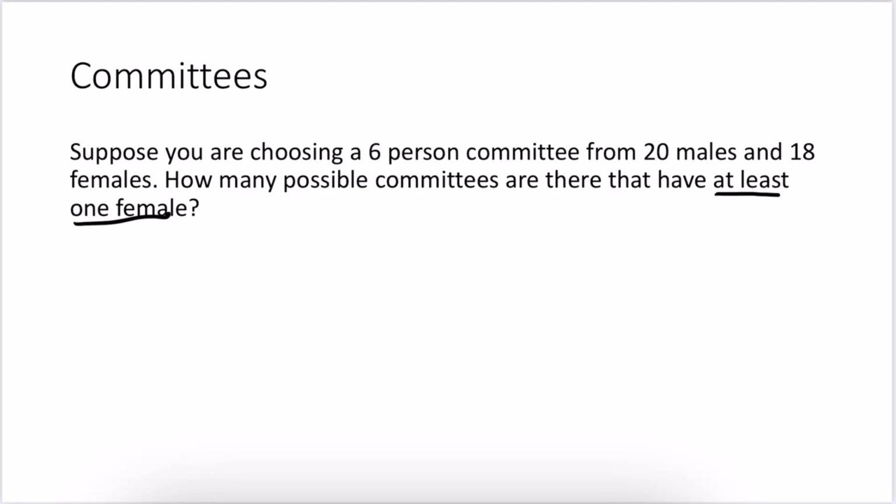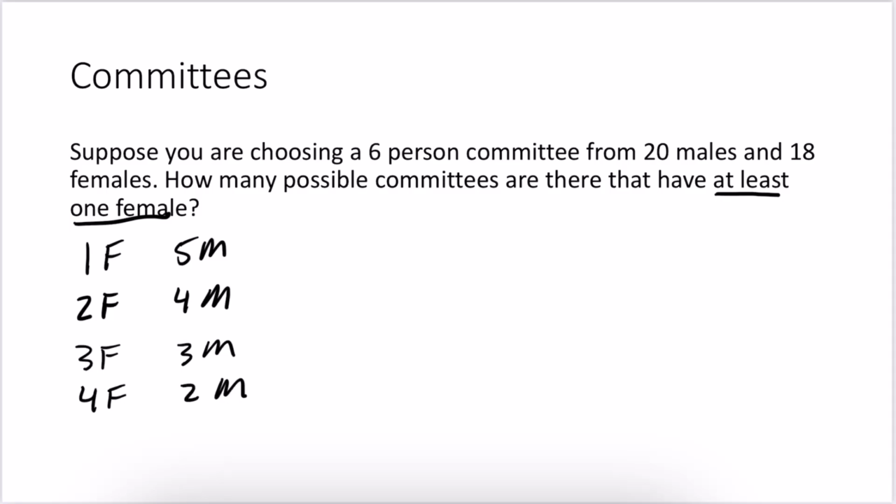So one way you could solve this problem is similar to what we just did. You could say, okay, how many different ways could I have at least 1 female? Well, I could have 1 female and 5 males. That would meet the requirement. Or I could have 2 females and 4 males. Or 3 females and 3 males. Or 4 females and 2 males, or 5 females and 1 male, or I could have all females and 0 males. Any one of those would meet this requirement of having at least 1 female.